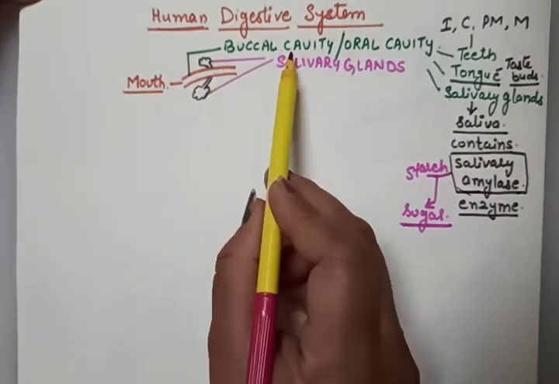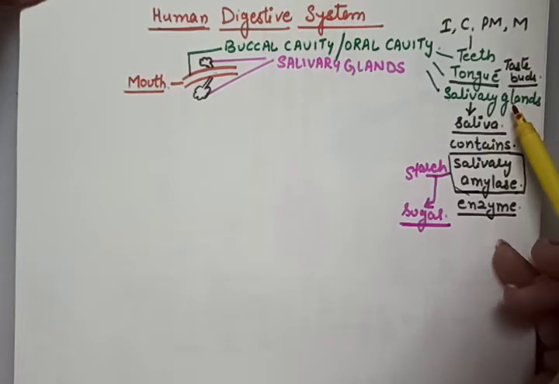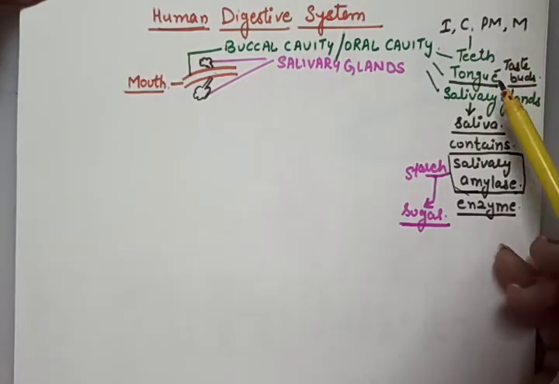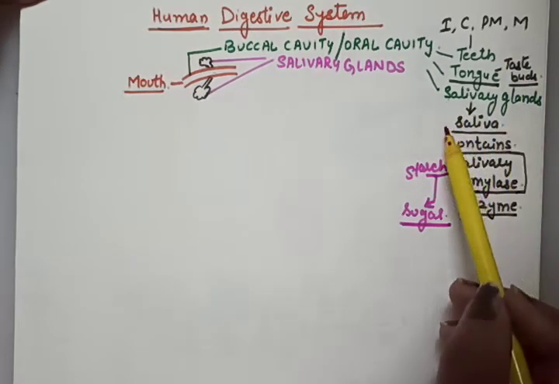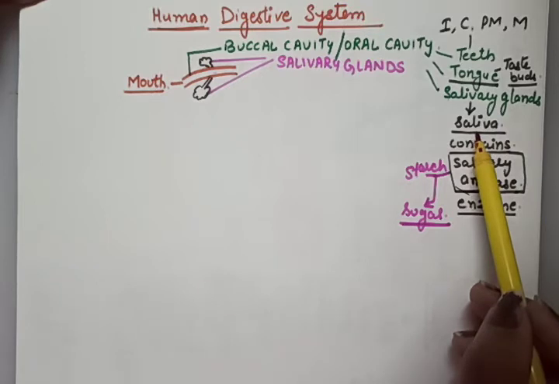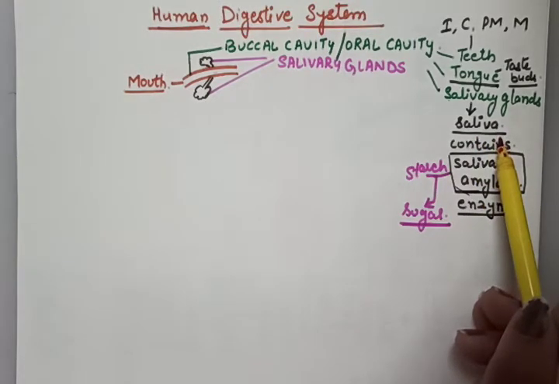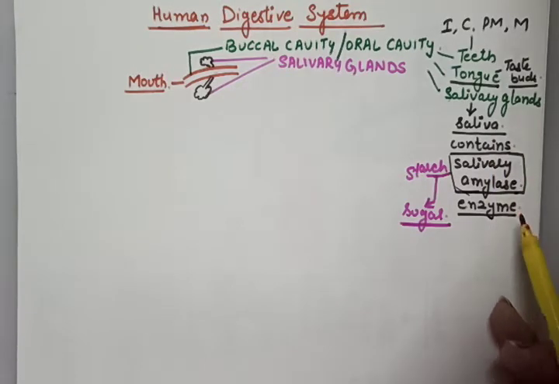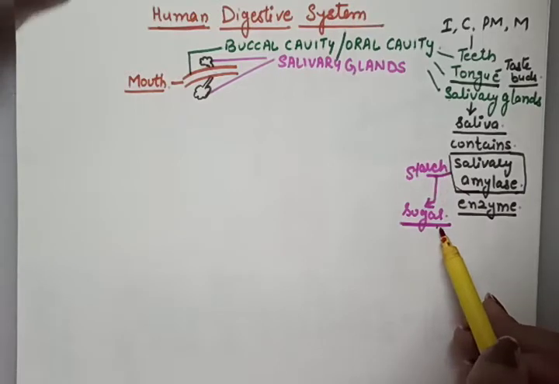So we have done with the buccal cavity. They are having teeth, tongue and salivary glands. Teeth crushing, grinding, chewing the food. Tongue, it is having the taste buds, help in mixing the food with the saliva so that the food softens, okay, and that's easy to swallow it. And the saliva contains the salivary amylase and that helps in the conversion of starch into sugar.